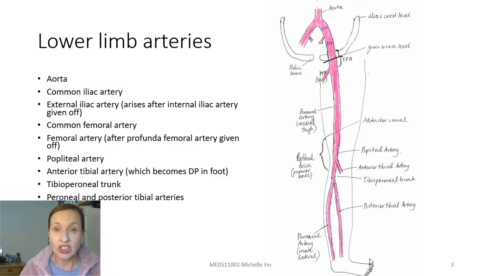So I've drawn a picture here, and these funny things are supposed to be the iliac crest and the pelvis, and then this is the pubic bone here. And so you can see our aorta, and then we'll just remember our pelvic anatomy. It divides into two common iliac arteries, and then it gives off that internal iliac artery. And we've talked about all those different branches of that internal iliac artery. Once that's given off, it becomes the external iliac artery.